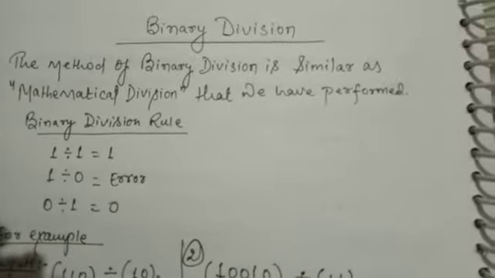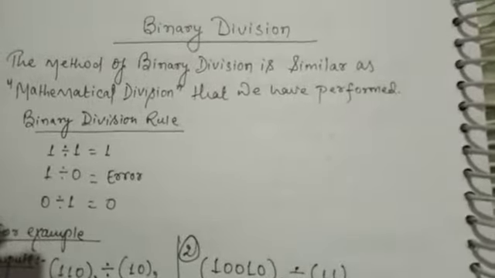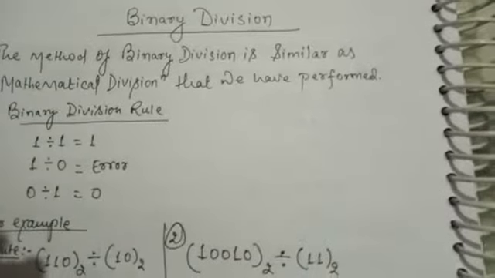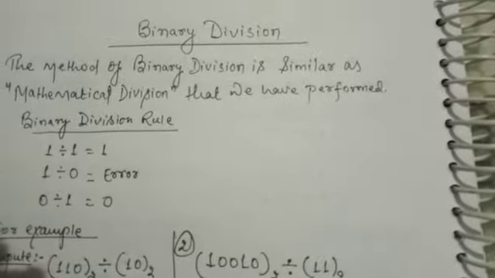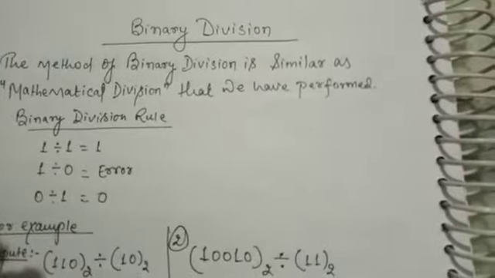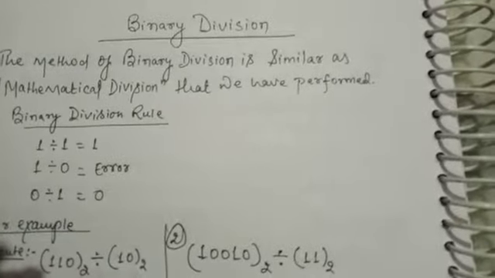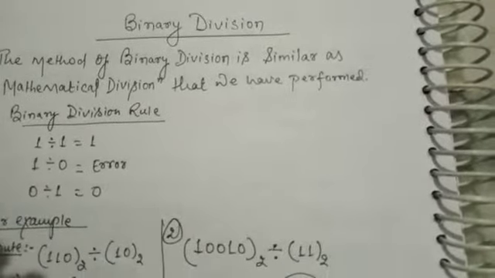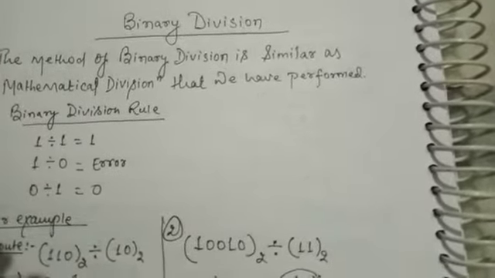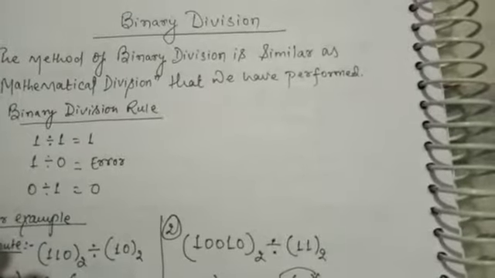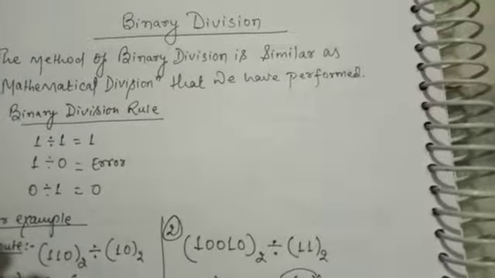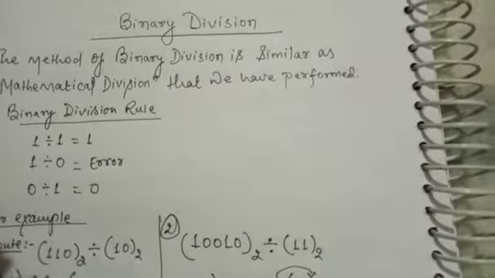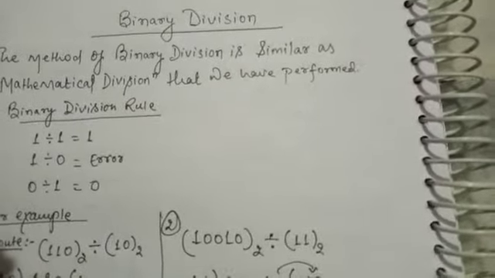Today I have discussed in this video lecture about binary division. What is binary division? Student, binary division is a simple kind of division process. We just divide one number by another number. But in this division process only the digits 0 and 1 are involved. Other digits are not allowed here. So the binary division process is based on only two digits, 1 and 0.